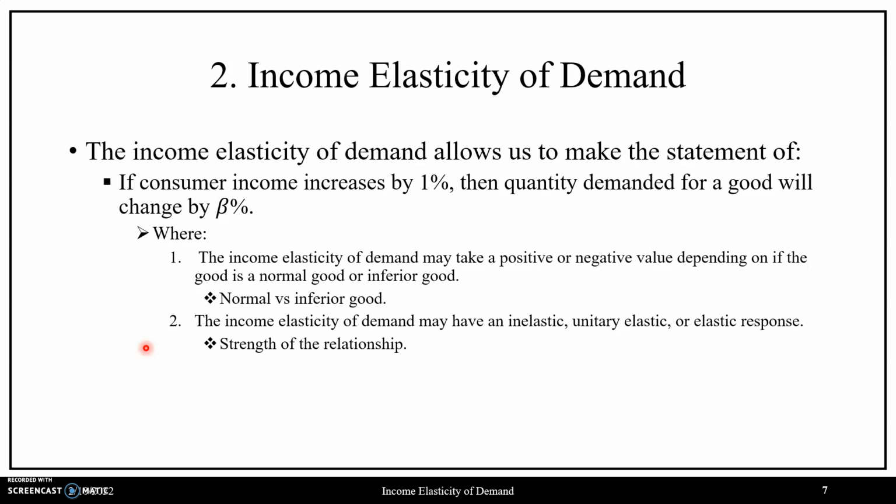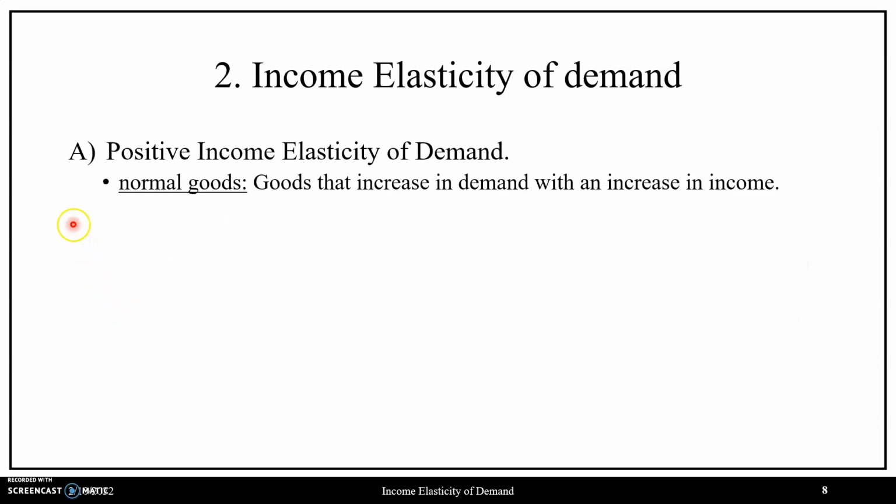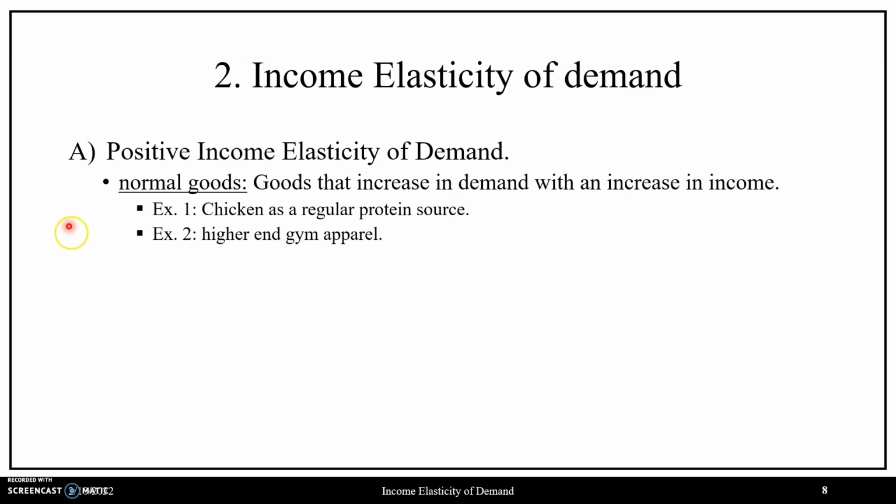So to proceed, let us consider the cases of a positive and a negative value income elasticity of demand. Beginning with the positive case, should the income elasticity of demand yield a positive value, then we will have a normal good, where once again, this is going to be a good that increases in demand with an increase in income, where most goods typically are normal goods, where some examples would be chicken as a regular protein source in one's diet. Additionally, another example would be higher-end gym apparel, as they tend to last longer and are made of better material as well.